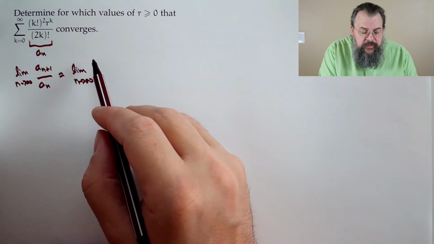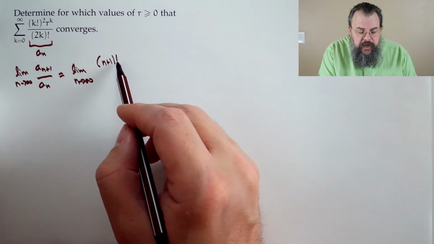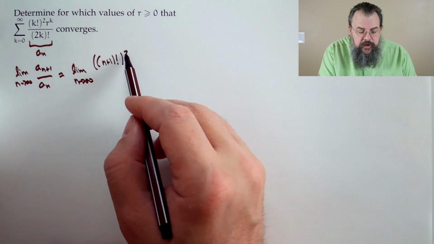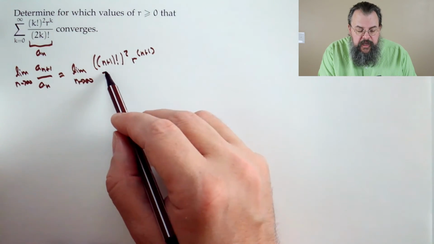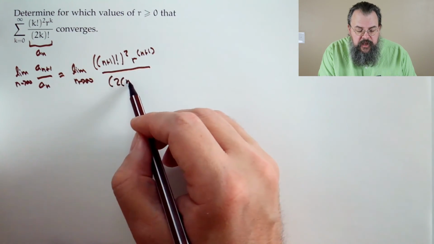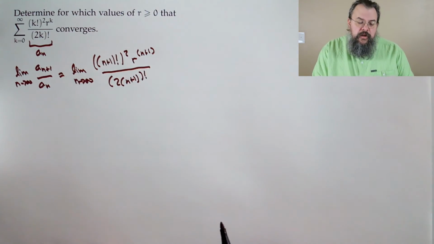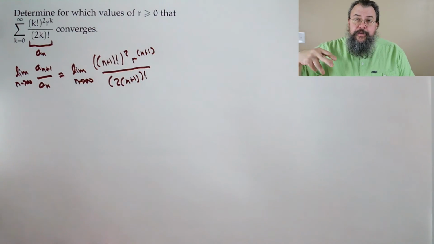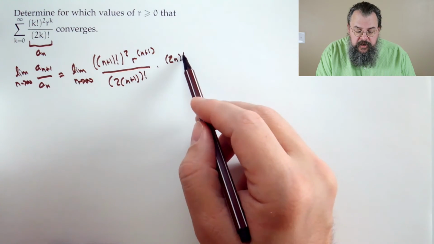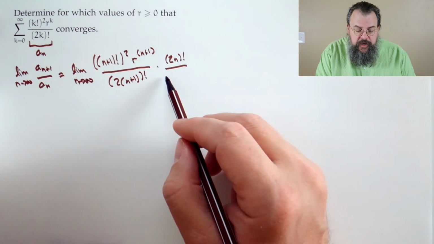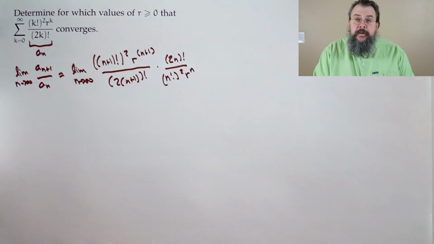These are all sort of, you might call them dummy variables. So n plus 1 factorial squared r to the power n plus 1, divided by 2 times n plus 1 factorial. Okay, divide by a sub n, same as multiplying by the reciprocal. So that'll be 2n factorial divided by n factorial squared r to the n.